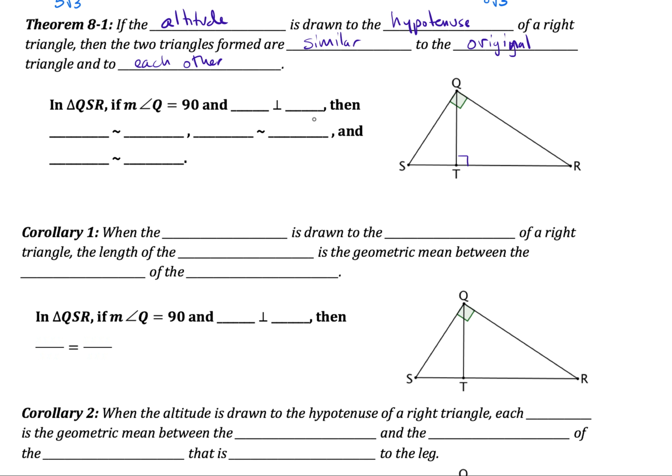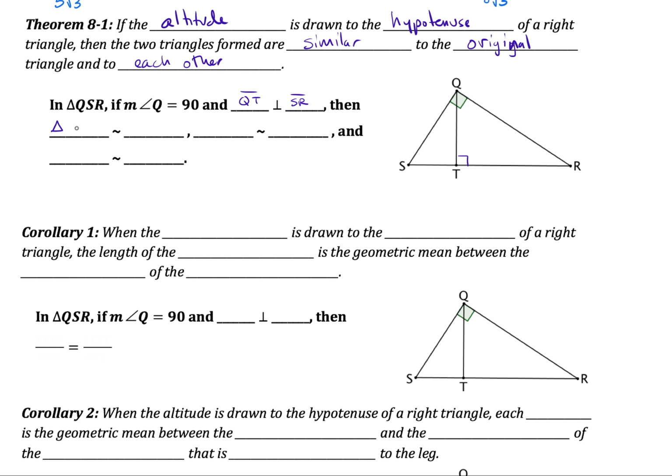So in other words, if I have this right triangle and segment QT is perpendicular to segment SR, so if the altitude is drawn to the hypotenuse of a right triangle, then the two triangles that I've just formed, triangle QTS and triangle QTR, they are both similar to the original triangle, triangle QSR, and they're similar to each other. So that means I have three pairs of similar triangles that I just formed. So let's write out these three similarity statements.